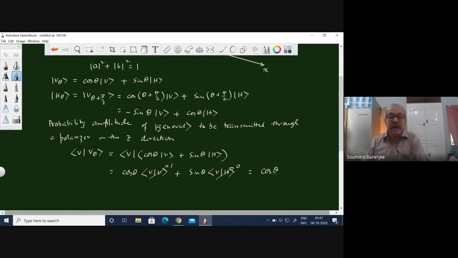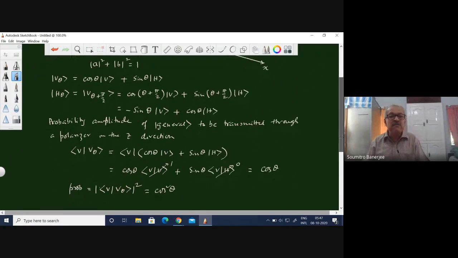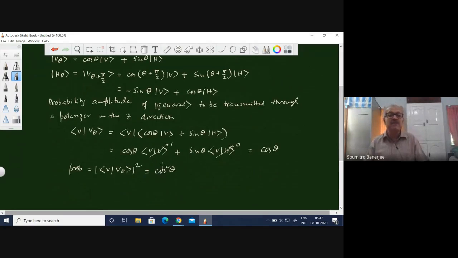If this is the probability amplitude, then the probability is equal to cos square theta. So that retrieves the cos square theta rule, and whatever was the experimental observation, the formulation that we have just created has been able to satisfy that. So this is how we represent spin of a photon.